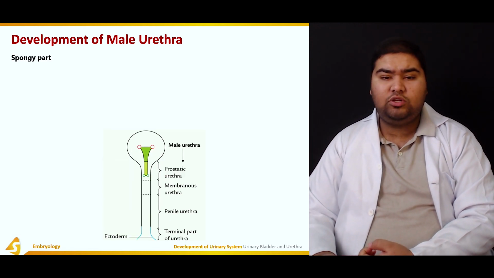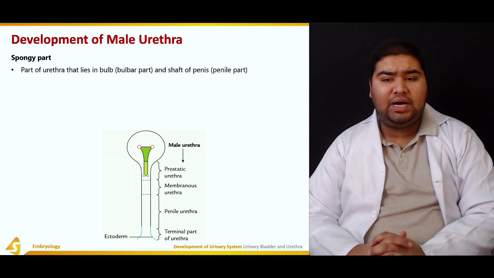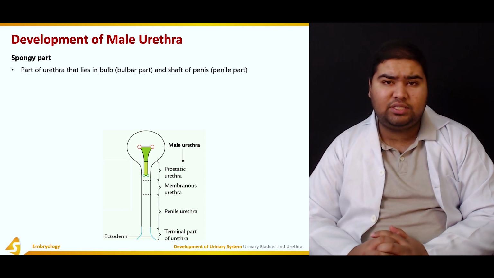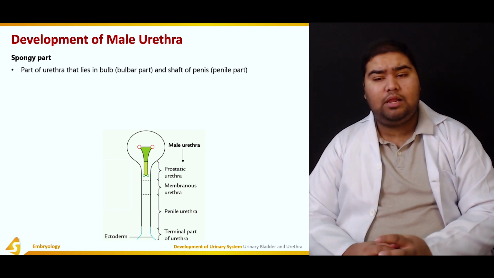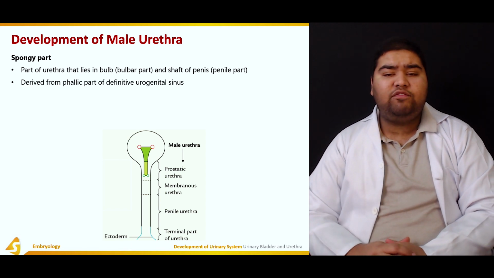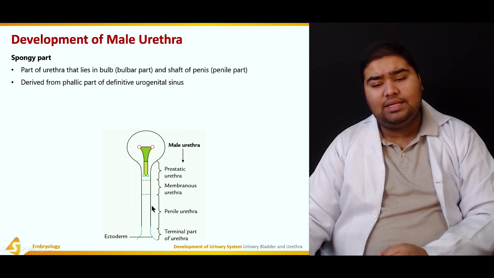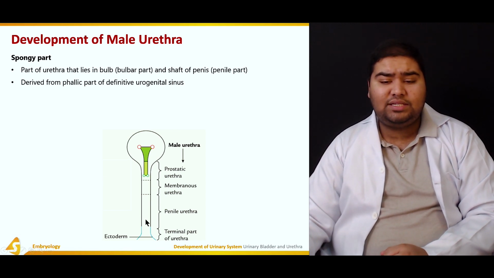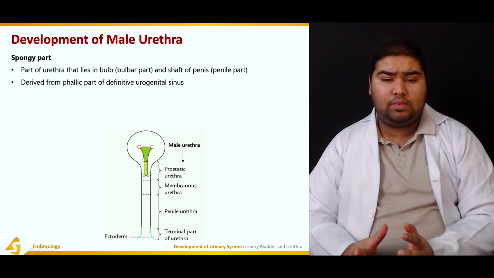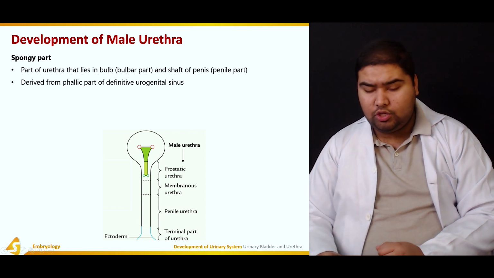Moving on, we have the spongy part. The spongy part of the urethra lies in the bulb, the bulbar part, and the shaft of the penis, the penile part. It has two subdivisions, the bulbar part and the penile part, which actually lies in the shaft or the substance of the penis. It is derived from the phallic part of the urogenital sinus. So the phallic part of the urogenital sinus is responsible for the formation of the penile part of the spongy part of the male urethra.